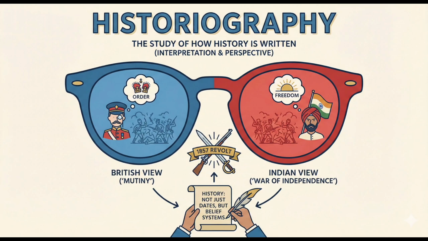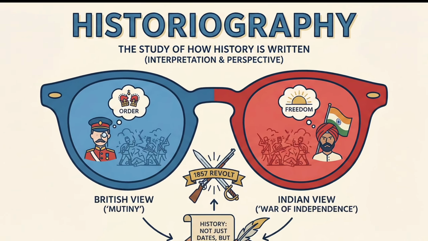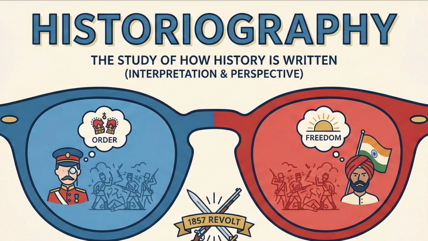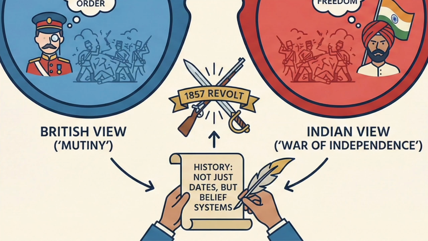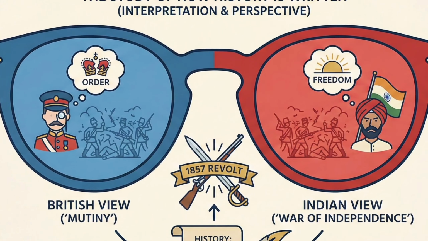Before we dive into the events of the Indian national movement, we must understand the lens through which we view them. This is what we call historiography. In simple terms, history is not just a collection of dates and names. Historiography is the study of how history is written, the interpretation, the analysis, and the belief systems of the historians. As a UPSC aspirant, you must recognize that a British officer and an Indian freedom fighter would look at the 1857 revolt very differently. One sees a mutiny, the other sees a war of independence. That difference in perspective is what we are studying today.